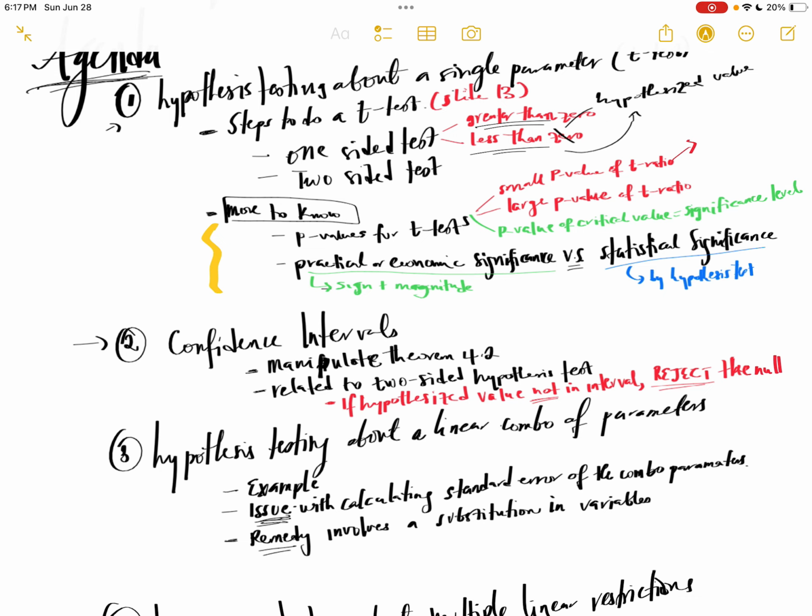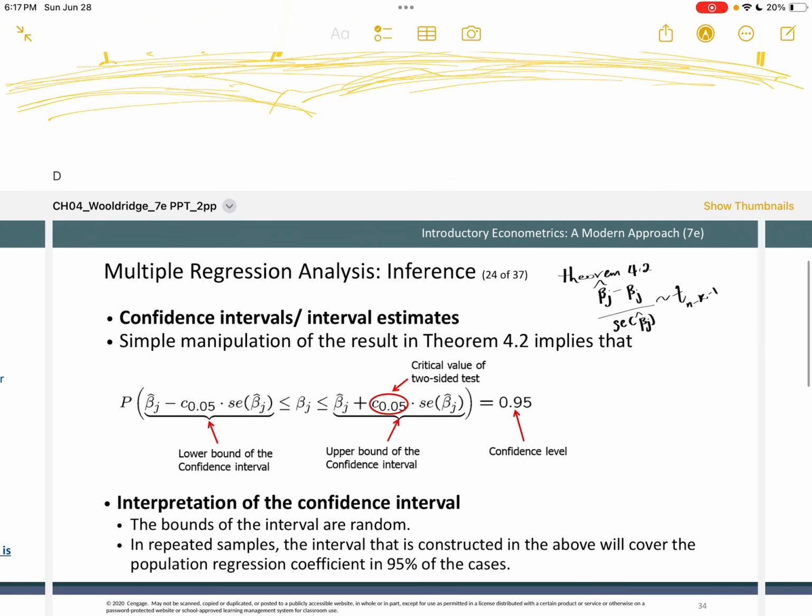Okay, based on our lineup, this is the second thing we are going to do, and then I will quit the video and do part 2. Okay, confidence intervals. We are going to manipulate theorem 4.2 and we'll see how confidence intervals are related to the two-sided hypothesis test. Basically, if the hypothesized value is not in the interval, we reject the null.